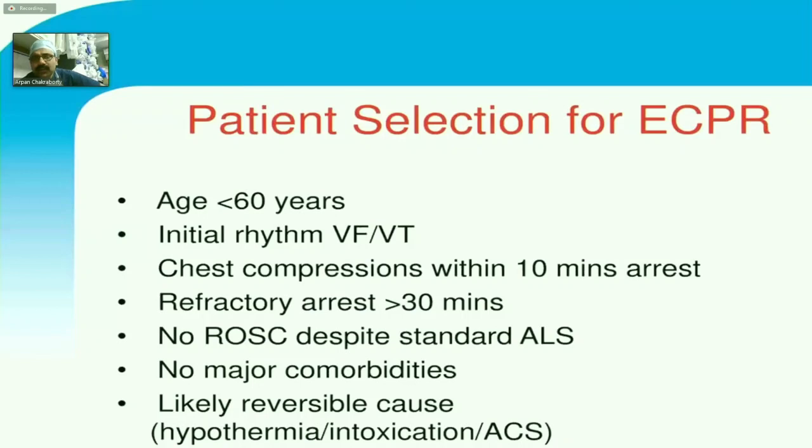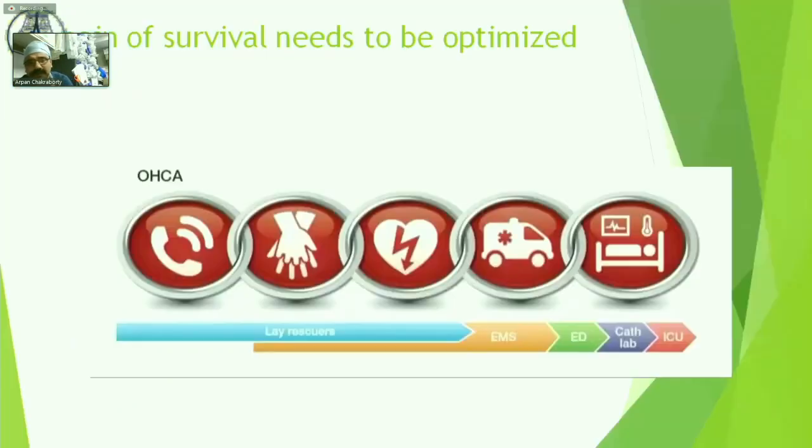It is better to do ECPR when your age is less than 60, or you have a shockable rhythm, or you have chest compression within 10 minutes of arrest. Refractory arrest, more than 30 minutes, no ROSC despite standard ACLS, which is monitored ACLS or good quality CPR. You try to know he doesn't have any major comorbidities, or there is some reversible cause like hypothermia, intoxication, or acute coronary syndrome.